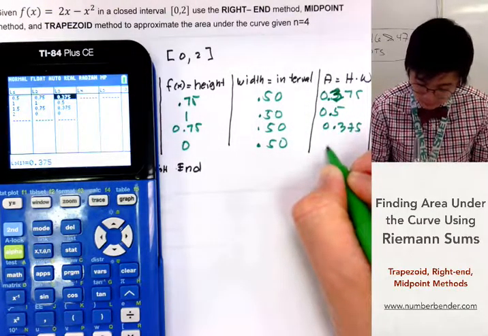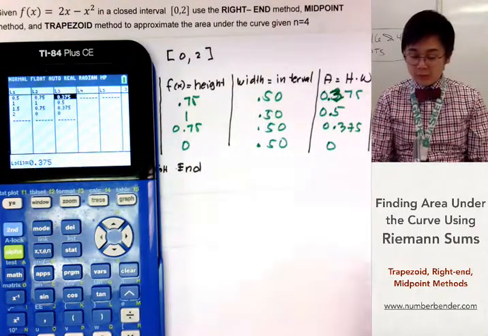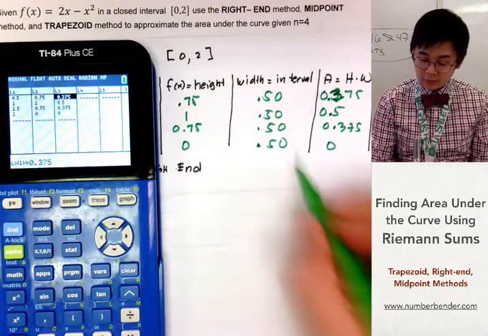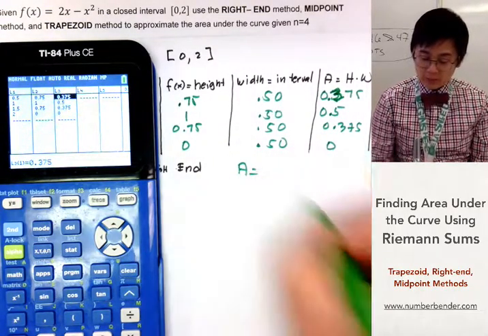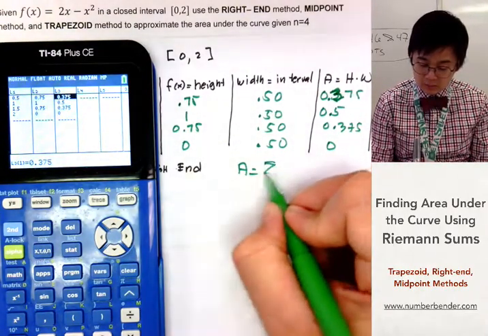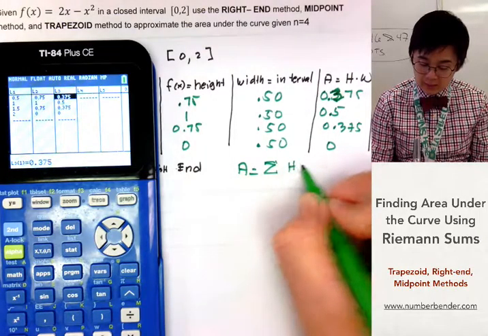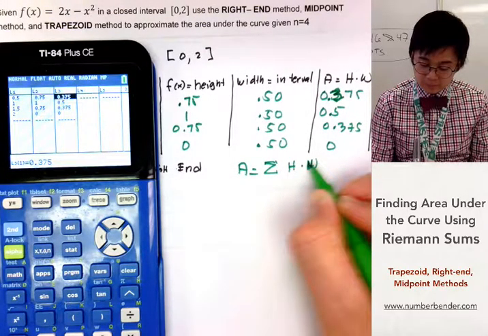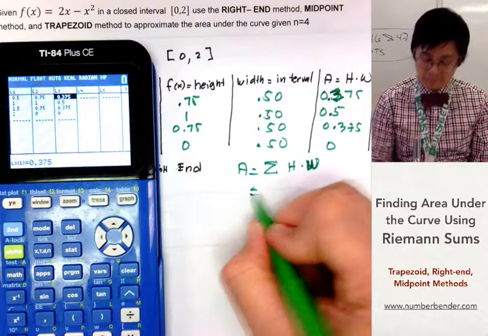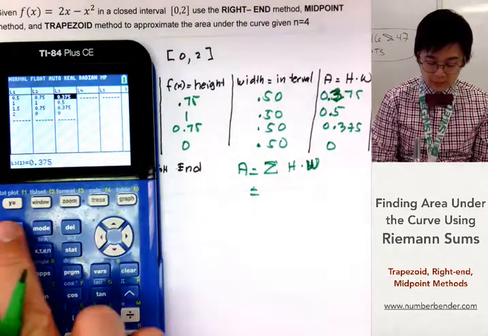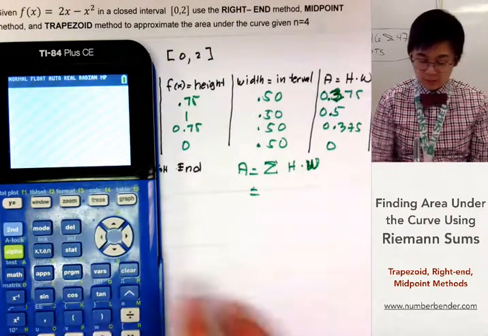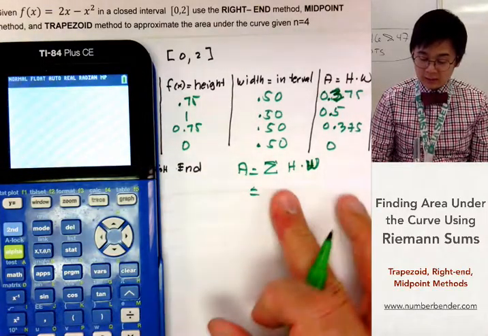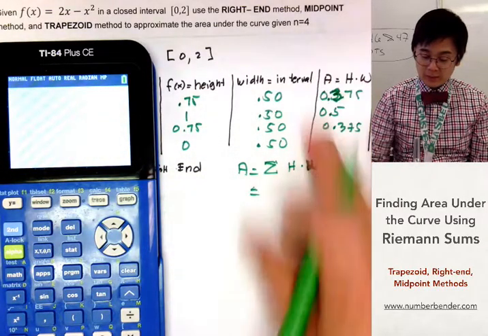So yan yung mga area natin, at para makuha natin yung area, kunin natin yung sum nung height times W. And to do that, quit tayo, second quit, punta tayo sa main screen, at kunin natin yung summation ng area.